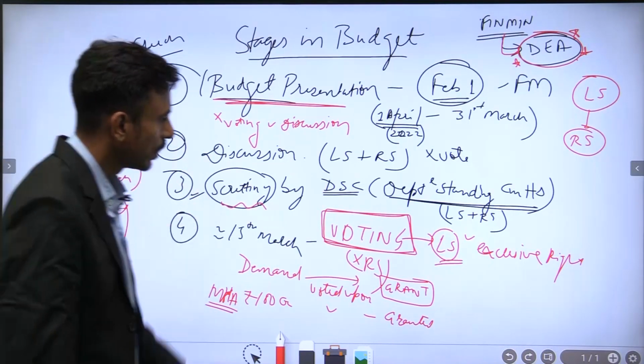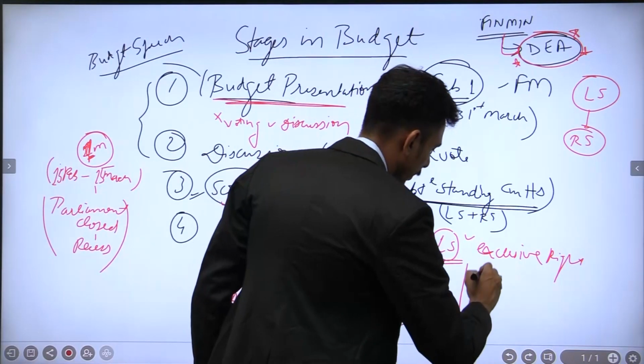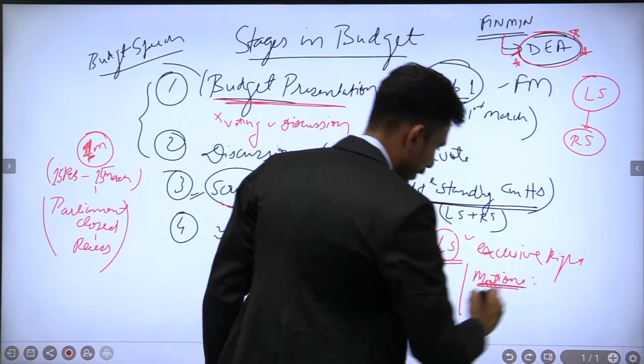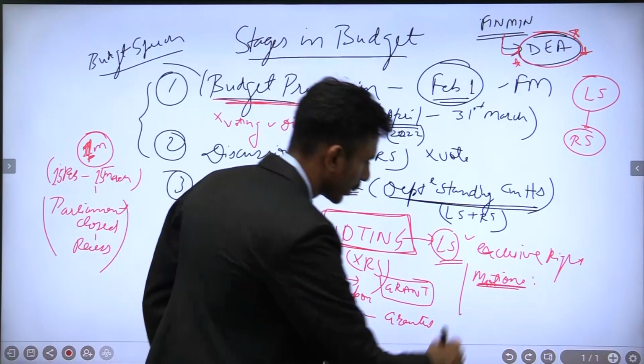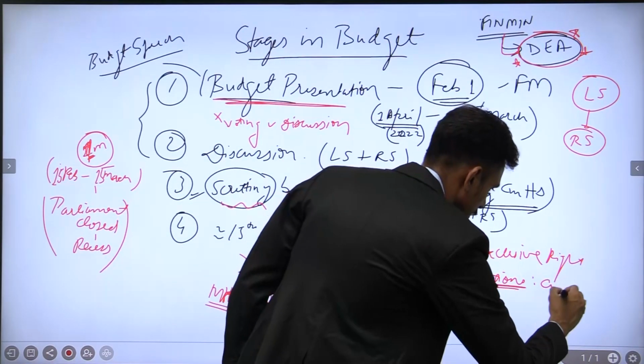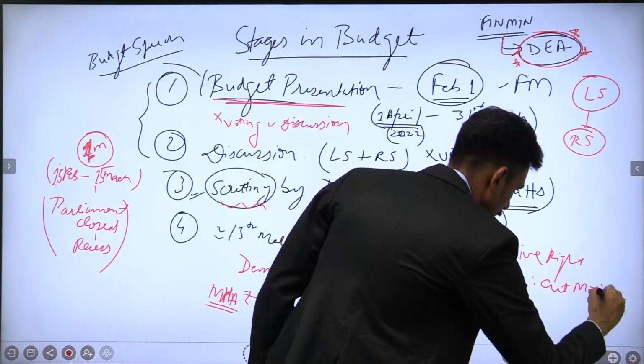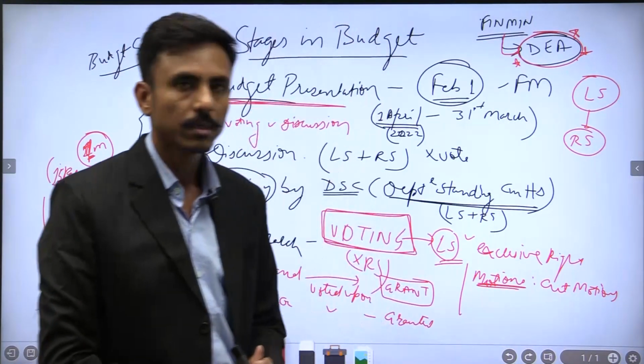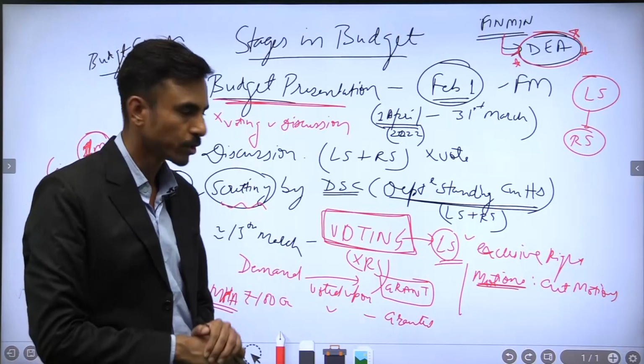Now once the voting happens, there are many motions which are also used to cut the demand. For example, various cut motions, like economic cut motion, policy cut motion, token cut, and so on and so forth, correct?